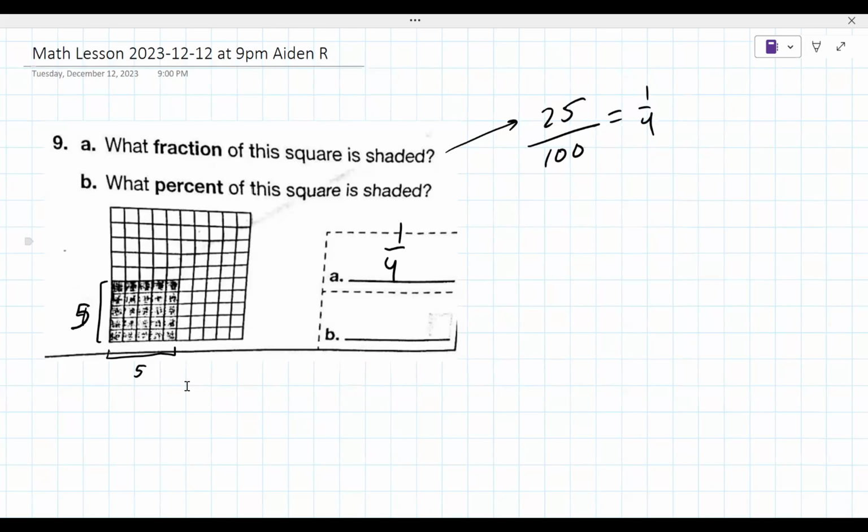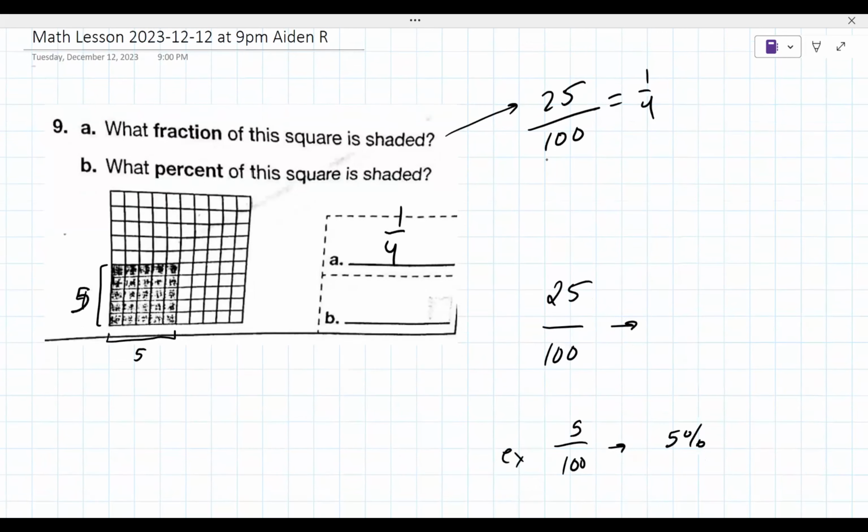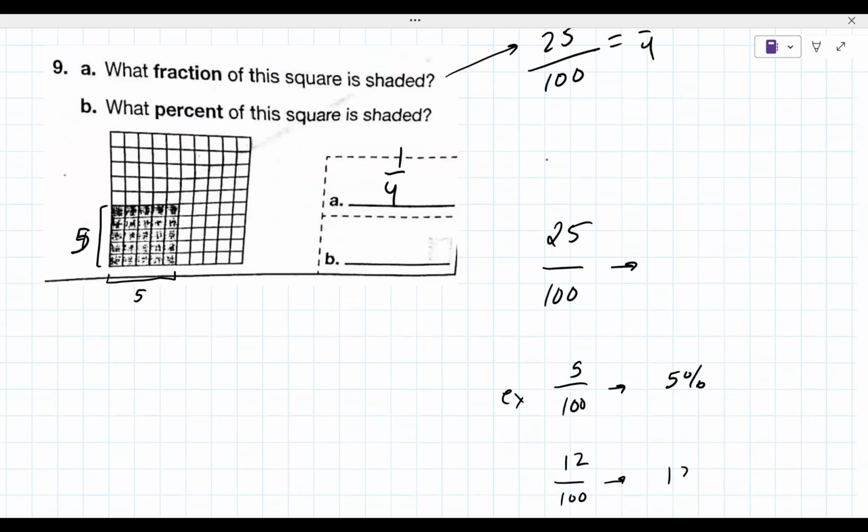Okay, so what percent of the square is shaded? So how do you convert a fraction to a percent? You use the denominator. Yeah, but it's already out of 100, so how can we convert that to a percent? Let me give you an example. 5 over 100 is 5%. 12 over 100 is 12%. Oh, 25%. There you go.